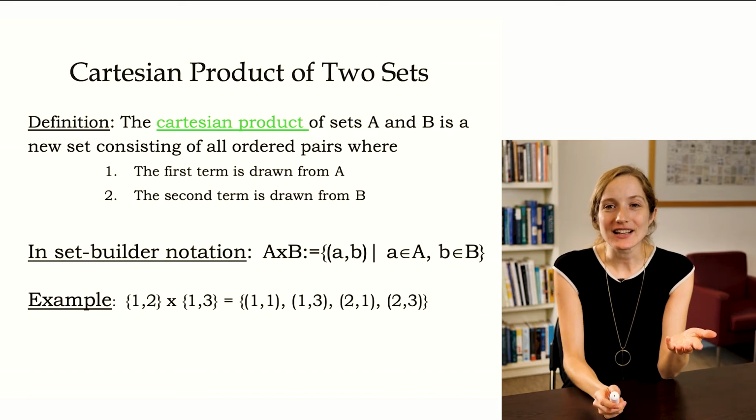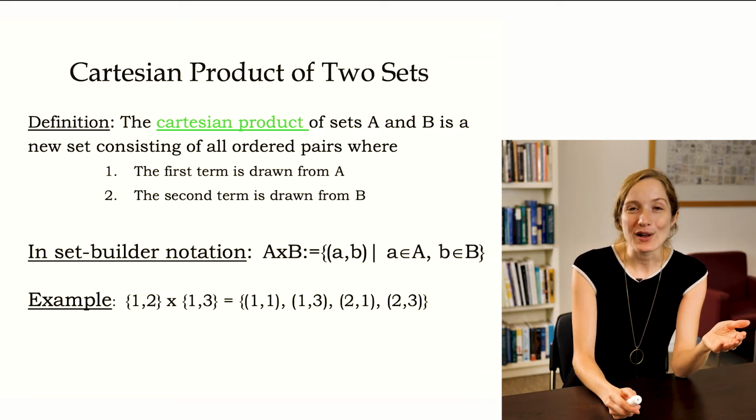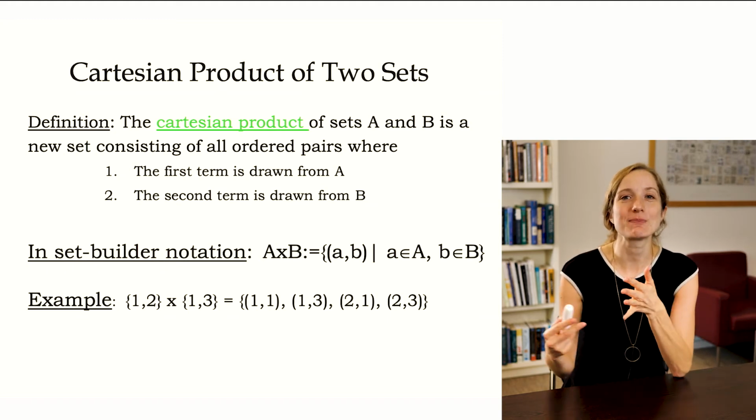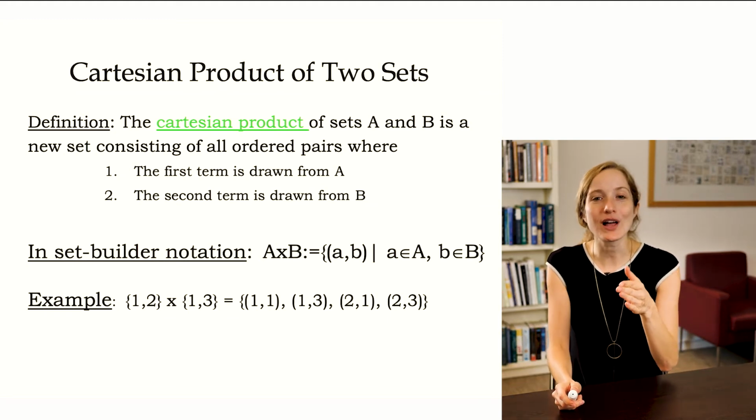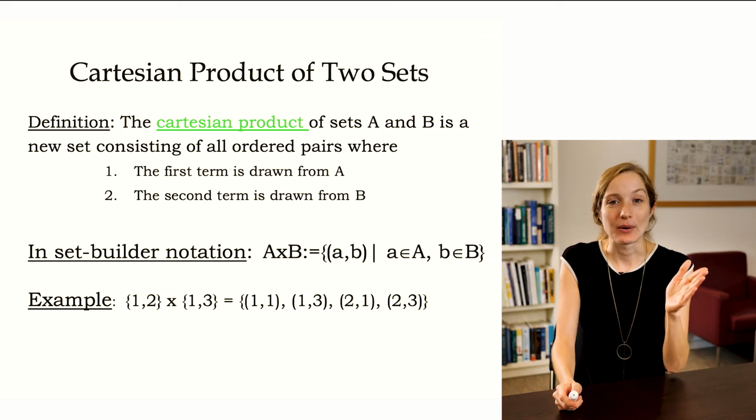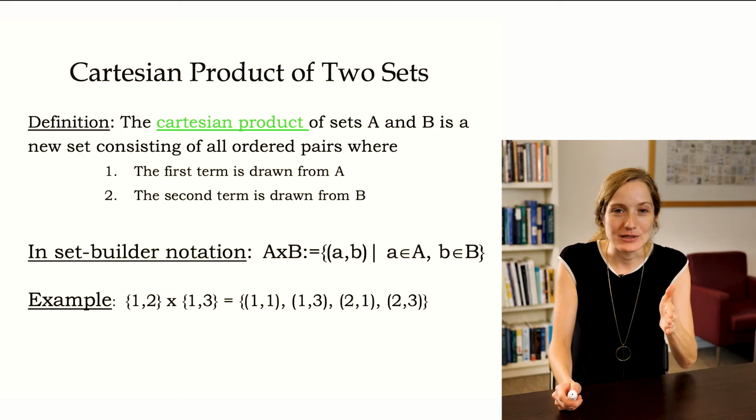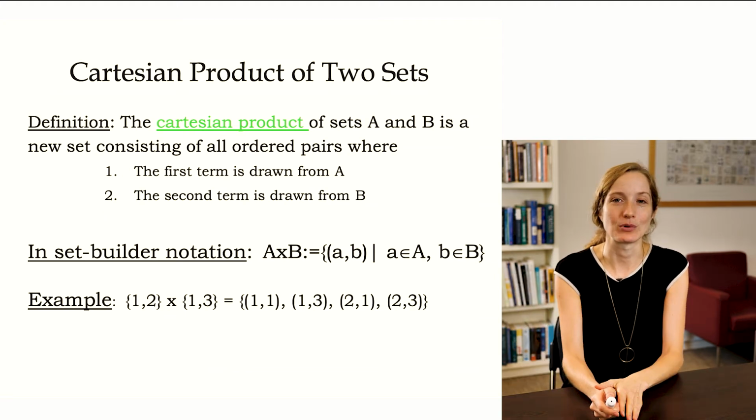So in particular here, if these were my example sets, I have 2 elements in A and 2 elements in B, so I expect 4 elements in their product. And indeed, I have (1,1), (1,3), (2,1), and (2,3). So I went through the elements of A one by one, and then paired them up with elements of B one by one.